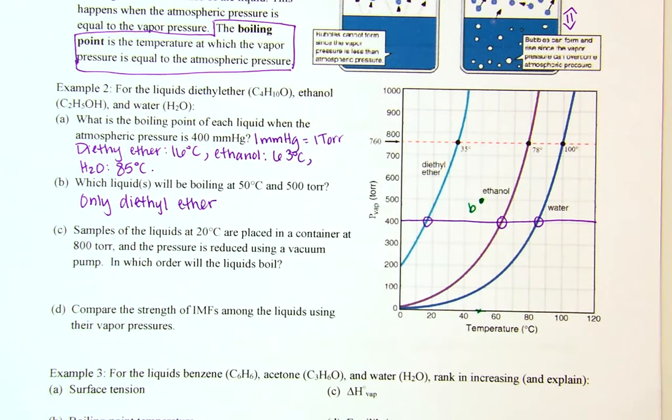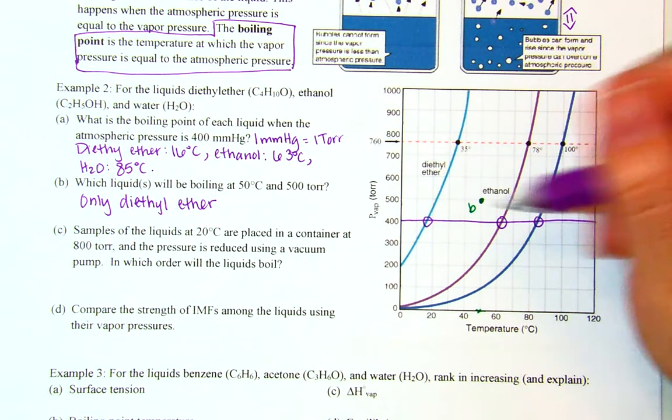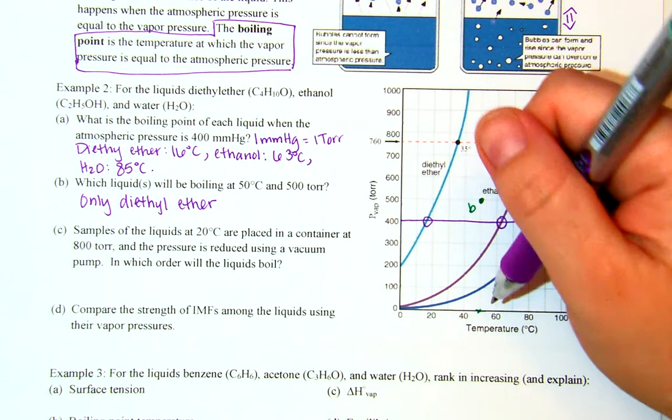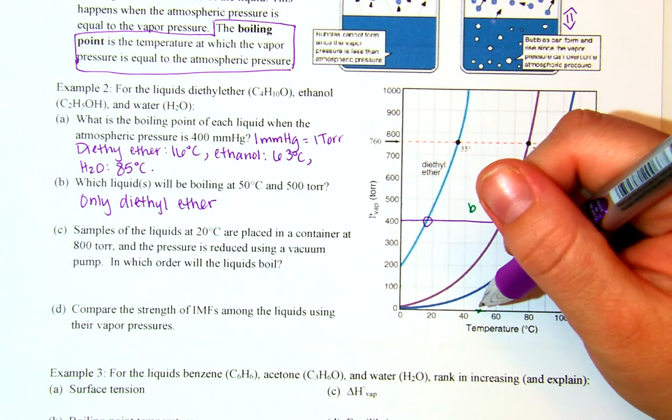Okay, part C. Samples of the liquids at 20 Celsius are placed in a container at 800 torr, and the pressure is reduced using a vacuum pump. This is a fun one. You can actually do this and see this happen. It's pretty crazy. So, let's see, I lost my point. Okay, so 800 torr.